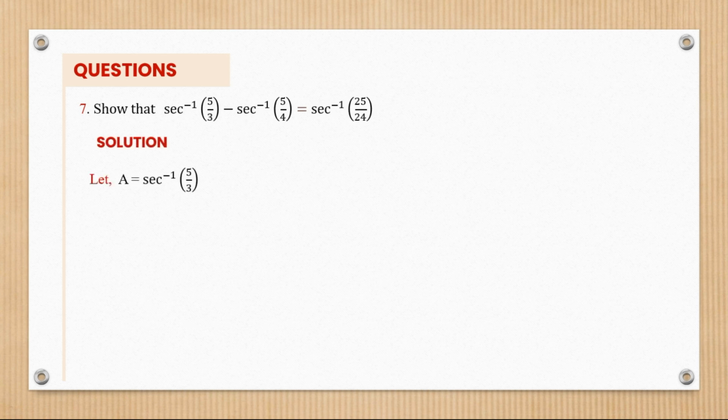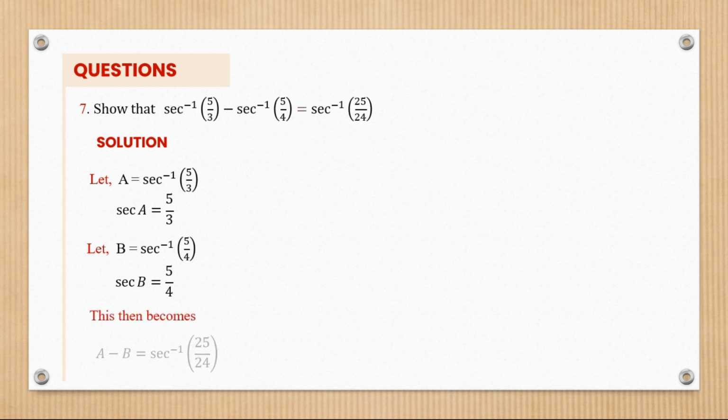So as usual, we're going to let a represent one of the values on the left hand side. So we're actually proving this. So let's first convert them into a and b. So this will mean that sec of a is 5 over 3. Then we're also going to let b be equal to sec inverse of 5 over 4, of which it will mean that sec of b is 5 over 4. So now this then becomes a minus b is equal to sec inverse of 25 over 24.